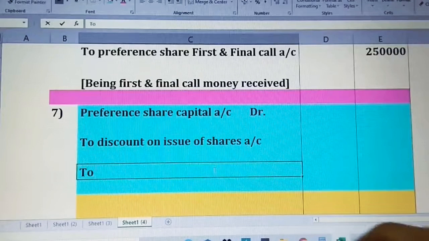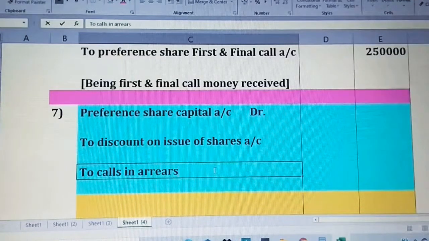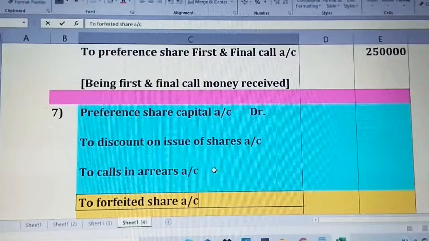Then to calls in arrears account, to forfeited share account.